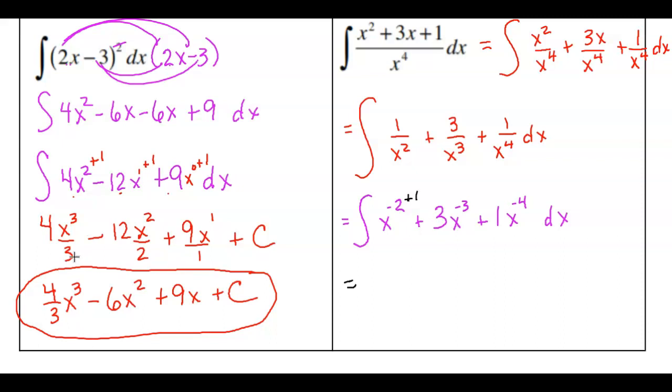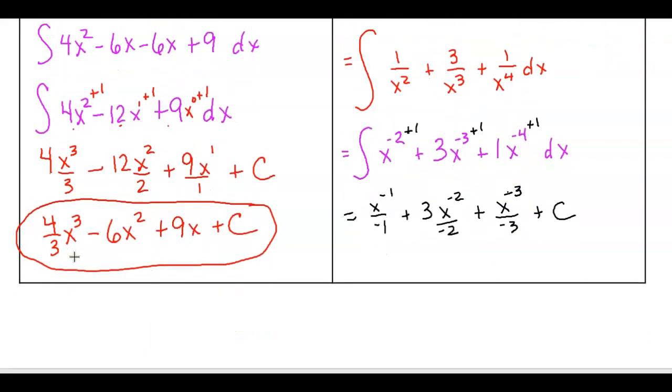So I'm going to add 1 and divide by that. The 3 stays. Add 1 and then add 1. One constant at the end. So then we'll clean this up. So negative 1 over x minus 3 over 2x squared minus 1 over 3x cubed.